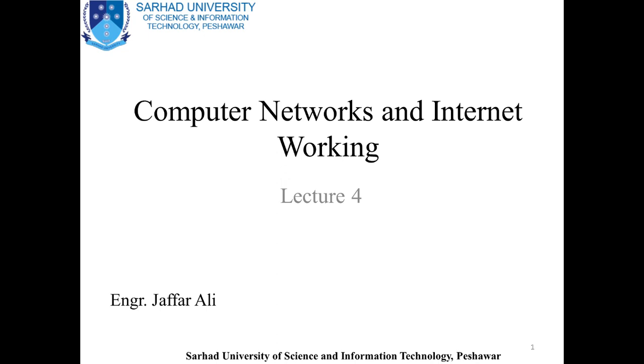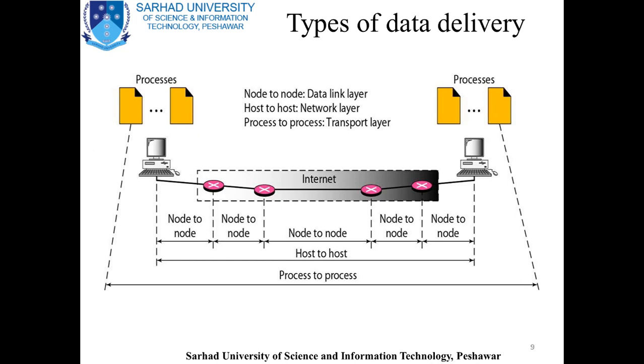Let's start where we left in the previous class. In the previous lecture, we discussed the transport layer and the types of delivery: what is node to node delivery, what is host to host delivery, and at the end, what is process to process delivery. Now we will start another topic, a service that is provided by the transport layer, and that is known as UDP.